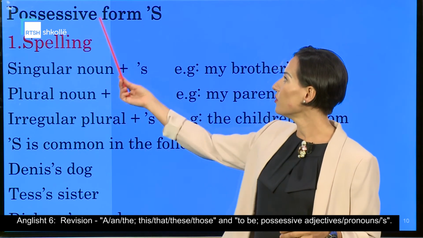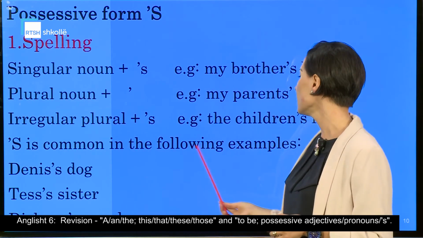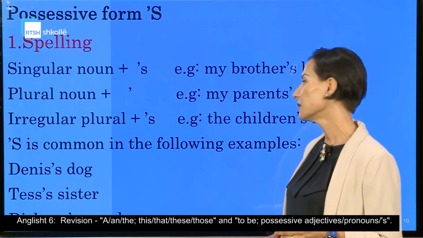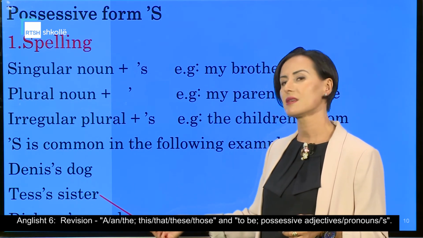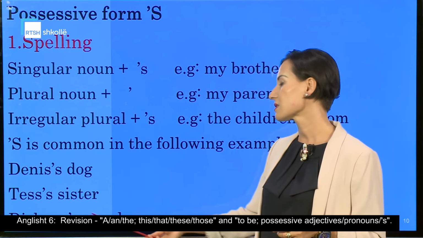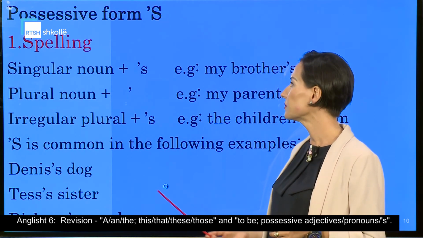The possessive form is common in the following examples: Dennis's dog, Tess's sister, Dickens's novels.